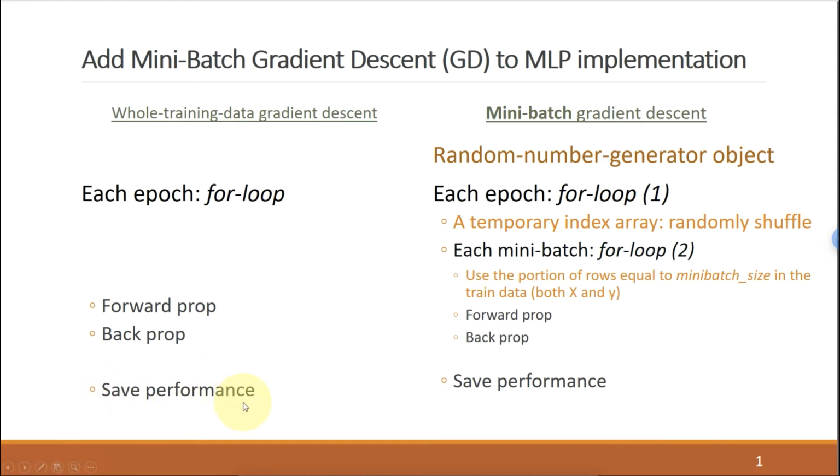So in a way, the save performance step is quite similar as well, after all those differences that have been implemented before this point. So this concludes the differences and also similarities between gradient descent based on the whole training set versus the mini batch gradient descent. Now let's look at the codes.